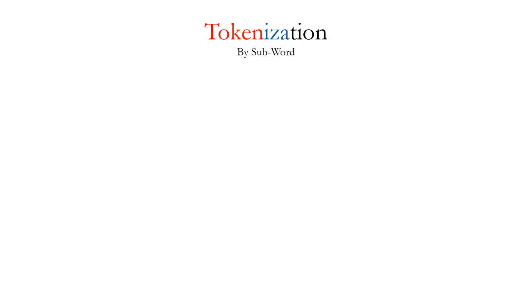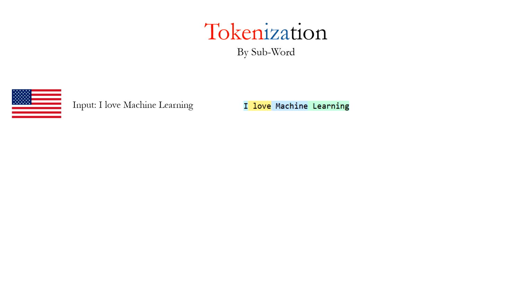So then there's also tokenization by subword. So the US has something like, I love machine learning, right? English. And then we've got the text here, and then it could be broken down into token IDs. Okay.